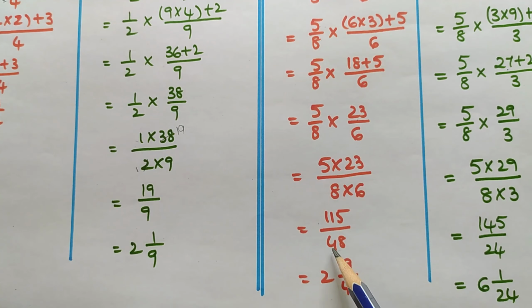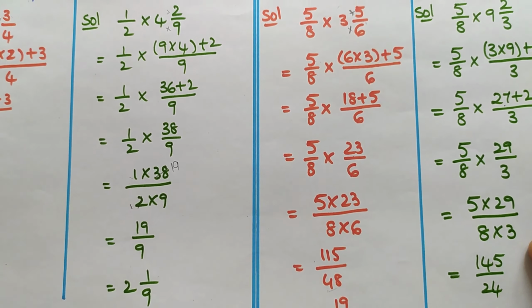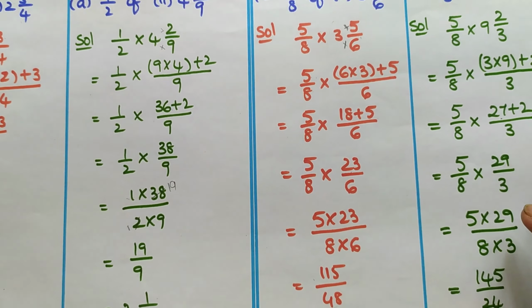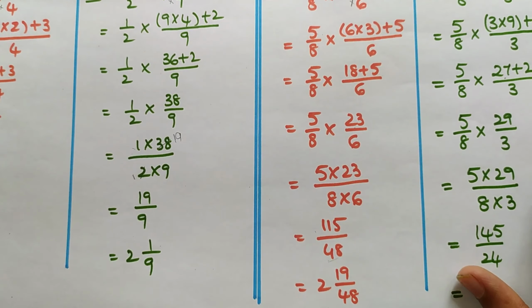By converting this improper fraction into a mixed fraction, we get 2 19 by 48. Therefore, the answer for this question, 5 by 8 of 3 5 by 6, is 115 by 48. Converted into a mixed fraction, we get 2 19 by 48. Is it clear, friends?